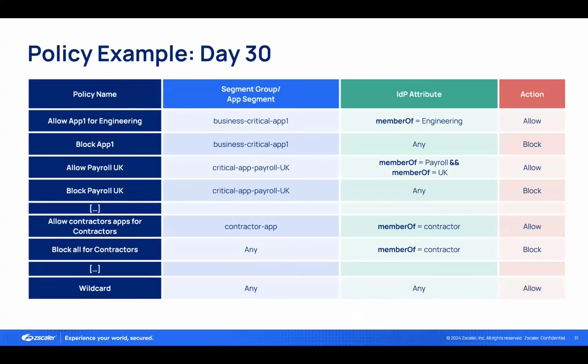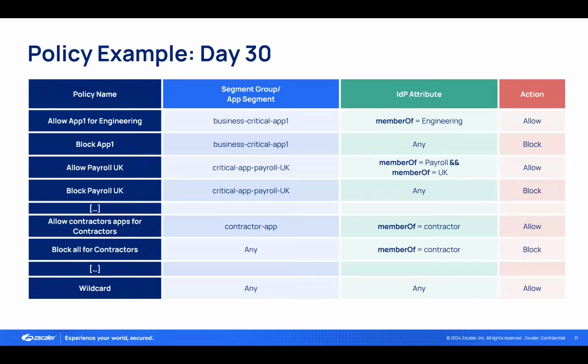Let's take a look at the same policy as it's evolved after 30 days. Here, we still have our allow app1 for engineering rule, with the corresponding rule to block app1 for all users. We've also identified the Payroll UK application as an additional business critical application that we want to control access to. So we've created the rule to allow Payroll UK access for people who are members of Payroll and UK. And again, we have a corresponding block rule for all users. Of course, this pattern can be repeated for any other critical applications that are either discovered or for which you've realized the need to create a segment.